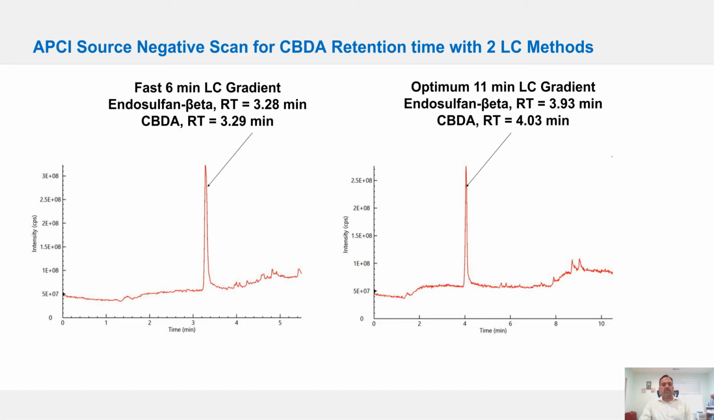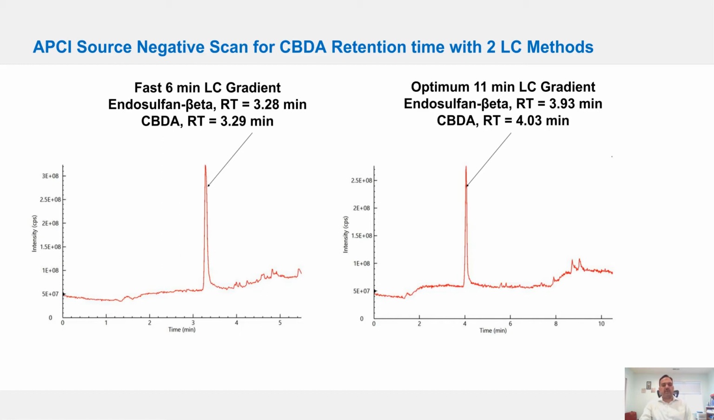Next, we wanted to understand why we were able to reduce these ion suppression effects by just changing our LC method. So what we did was that we collected APCI ion source negative scan data for hemp matrix to determine the retention time for CBDA, which is the main cannabinoid in hemp matrix. This hemp matrix we use had about 6.5% CBDA.